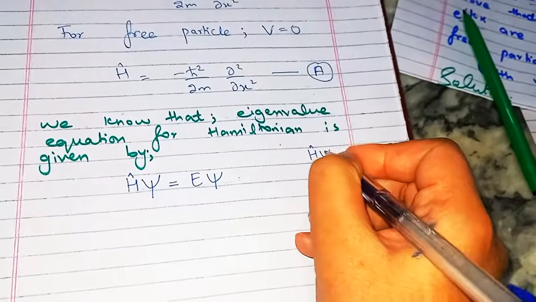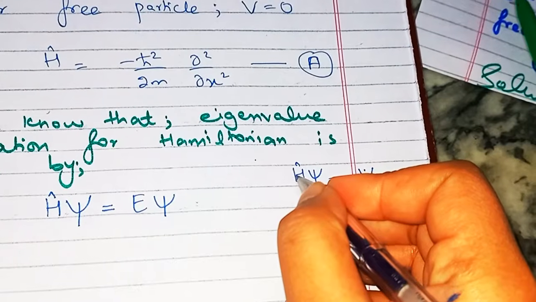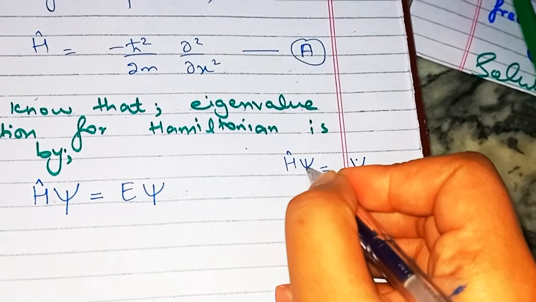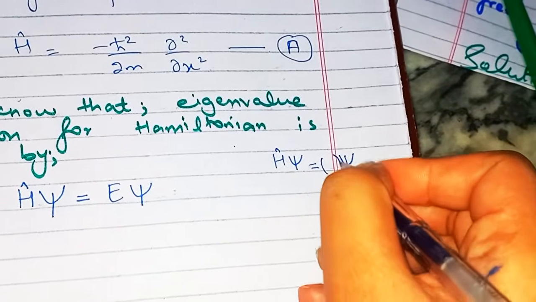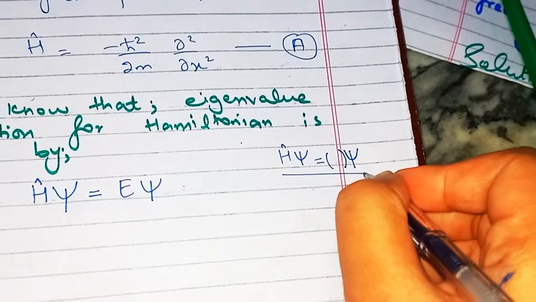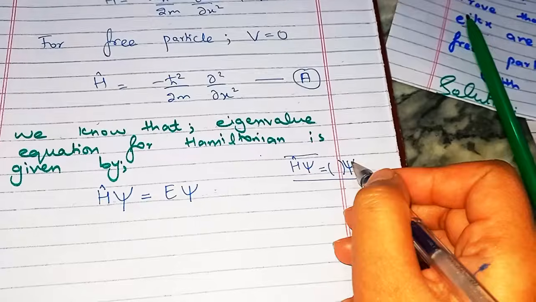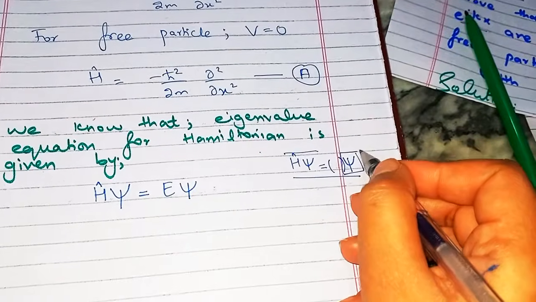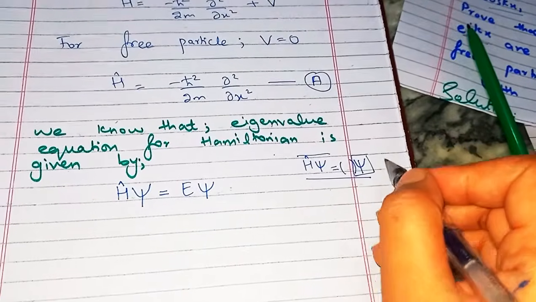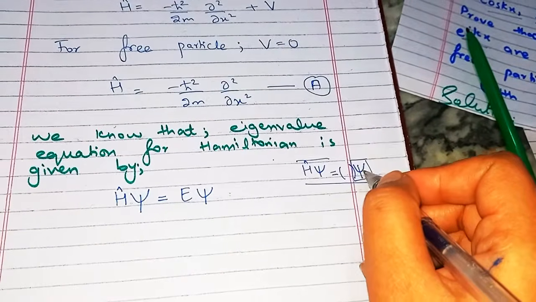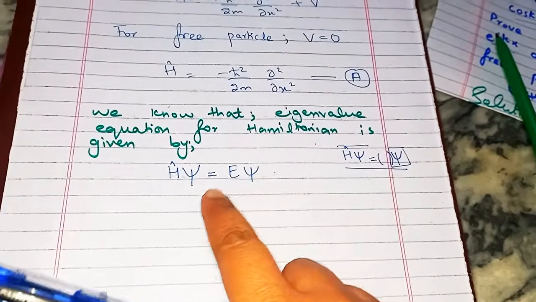When applying Hamiltonian on psi, when we will apply Hamiltonian on any wave function, if the wave function comes back multiplied by some constant quantity, if this situation holds, then psi will be the eigenfunction of Hamiltonian. If the wave function doesn't come back multiplied by some constant quantity, if that situation doesn't hold, then the psi will not be the eigenfunction for Hamiltonian. Alright, I hope you have got this situation.